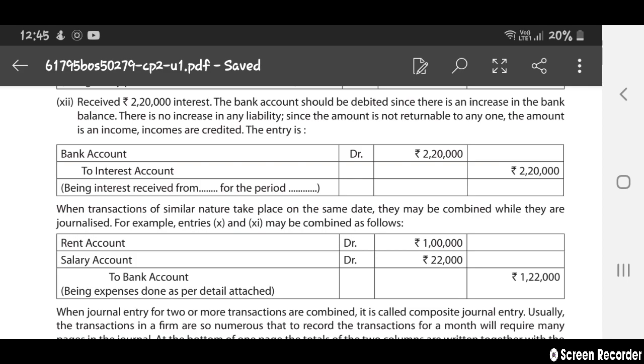So what you will do is: Bank account debit, rupees 2,20,000, To Interest account, rupees 2,20,000, being interest received for the period. You have to write from whom you are getting that interest and for which period you are getting it.